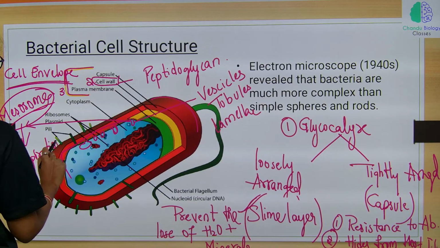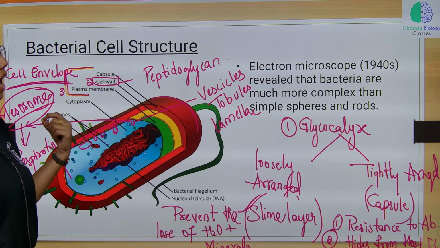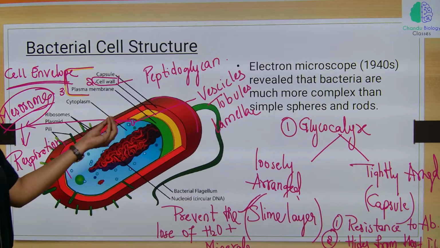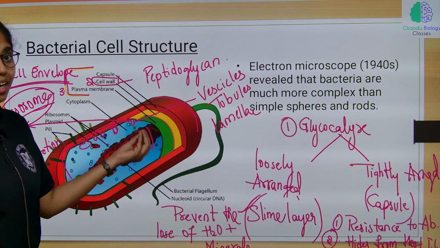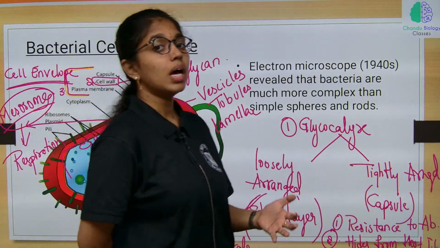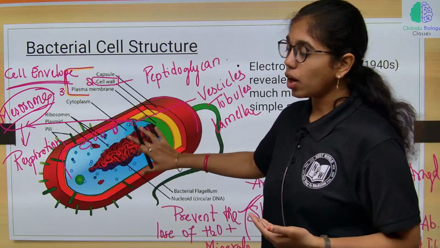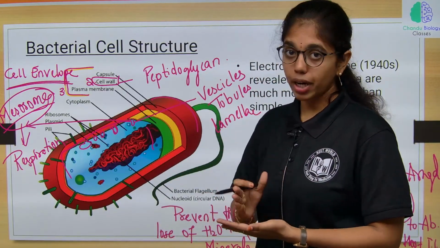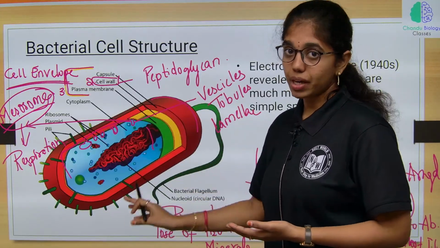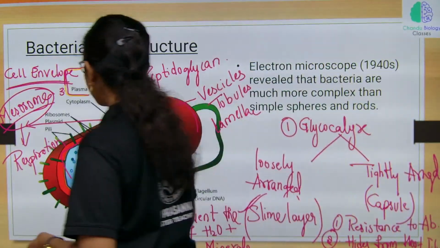That is the reason it is said that mesosomes of a prokaryotic cell are equivalent to mitochondria of a eukaryotic cell. Now, what is the fluid filled matrix inside? Cytoplasm. Cytoplasm constitutes what? As it is a prokaryotic cell, there will not be any membrane bound organelles, but non-membrane bound organelles are present.